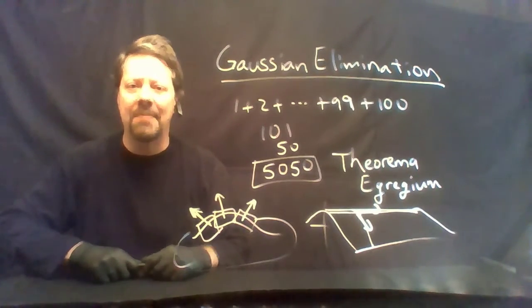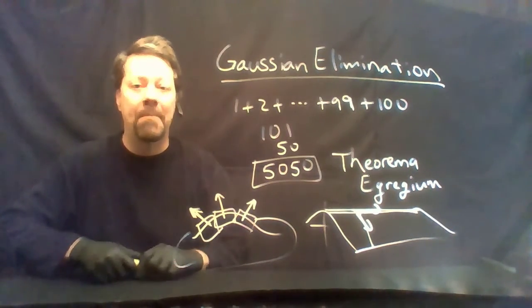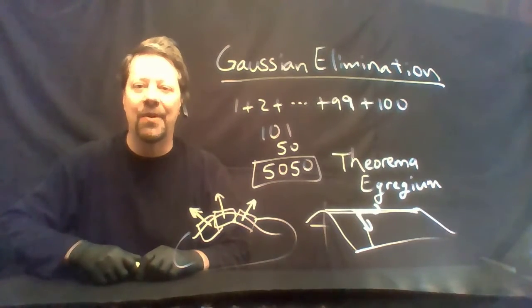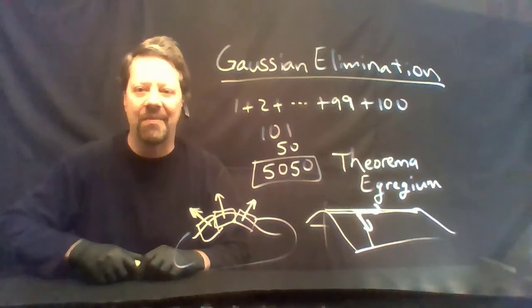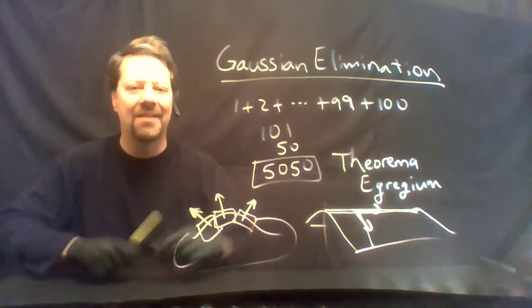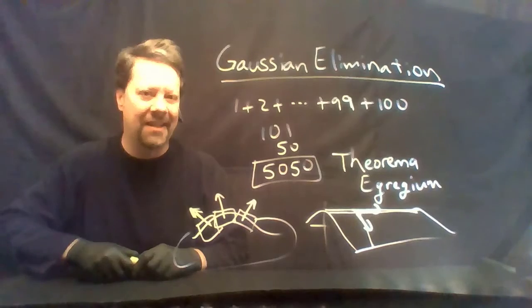Gauss is sometimes referred to as the prince of mathematicians. He's perhaps one of the best mathematicians since Newton. And before Newton, perhaps Newton was the best mathematician since, say, Archimedes. Gauss is also known, of course, for his method of solving systems of linear equations called Gaussian Elimination.